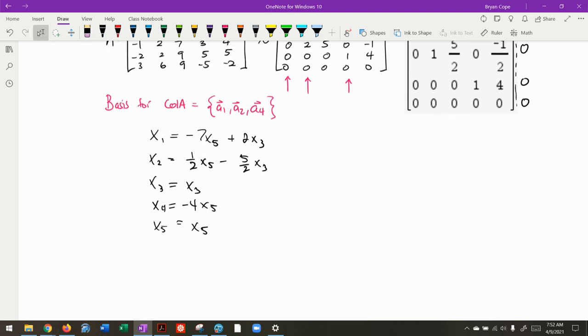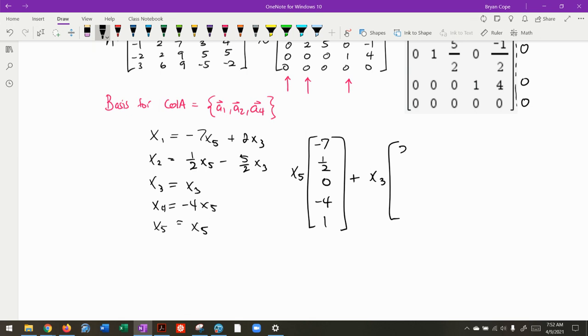With two free variables, we know that our null space is going to have a basis with two vectors. So writing this in parametric vector form, we've got x5 times (negative 7, 1/2, 0, negative 4, 1) plus x3 times (2, negative 5/2, 1, 0, 0). Just so I don't have to rewrite these again, I'm going to call this vector u and this vector v. And so the basis for Null A is equal to the set of vectors u, v.